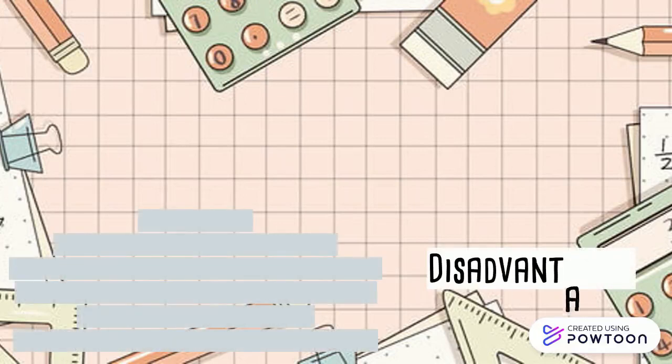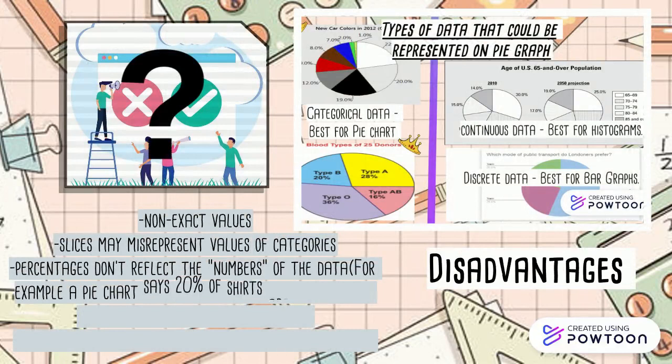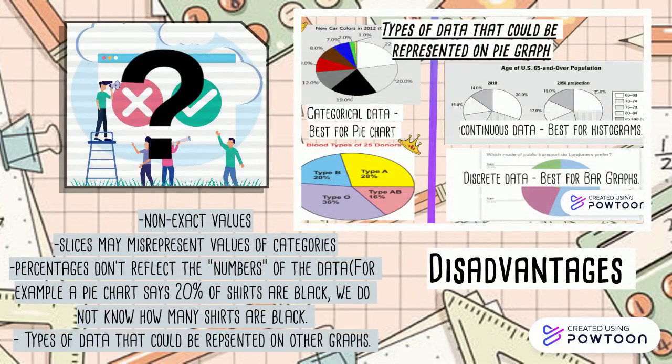Now we're going to be talking about the disadvantages of a pie chart. Some of the disadvantages are that it's not exact values. Slices may misrepresent the values in categories. Percentages do not reflect the numbers of the data. For example, if the pie chart says 20% of shirts are black, we do not know how many shirts are actually black. The best type of data to use for a pie chart is categorical data.